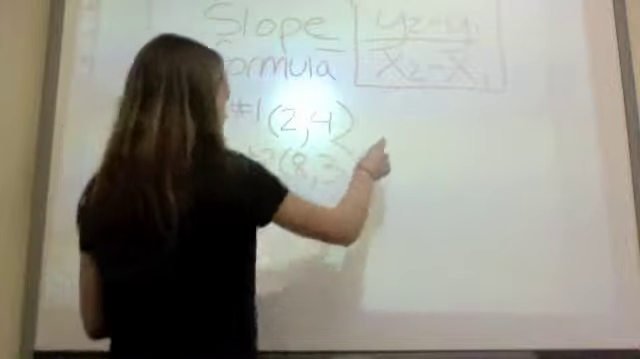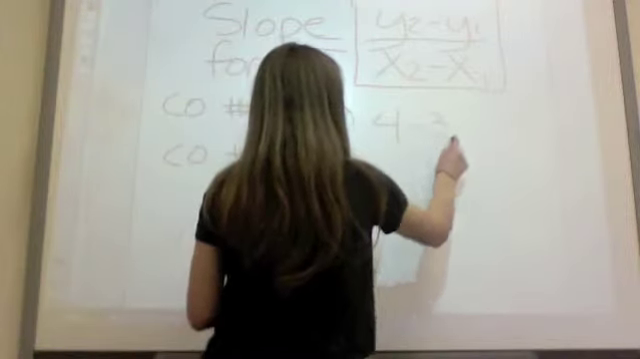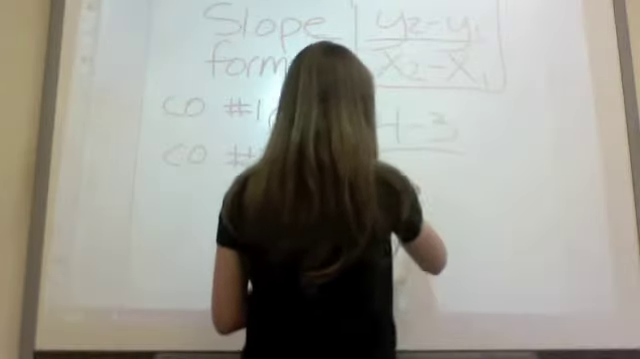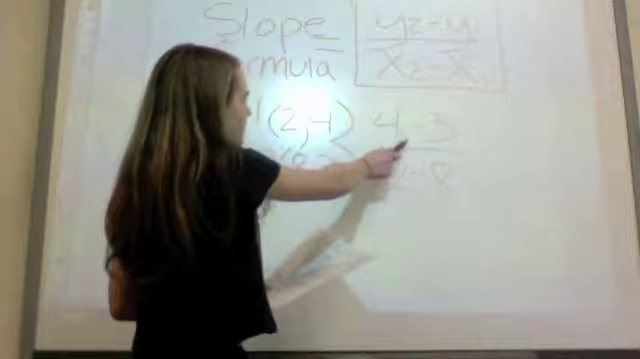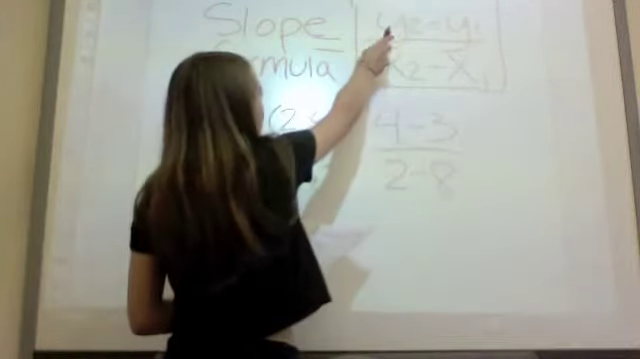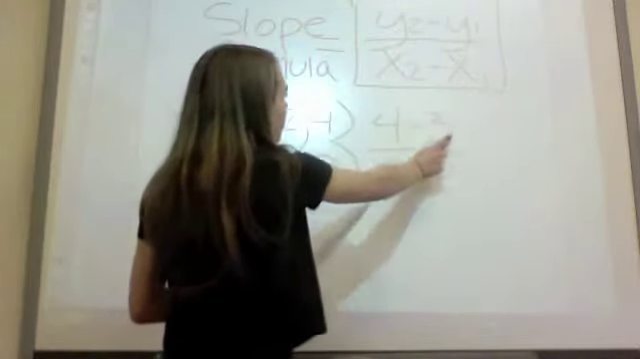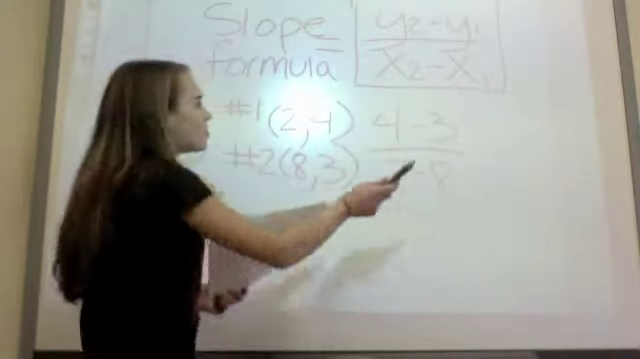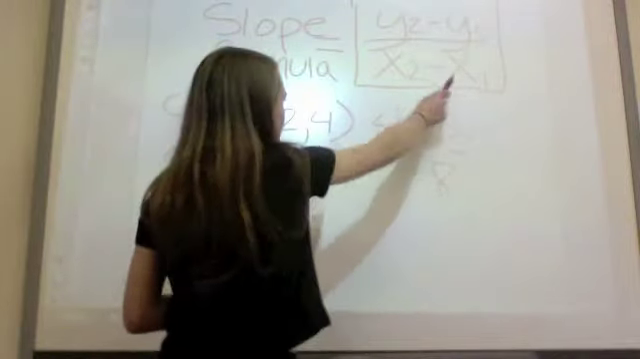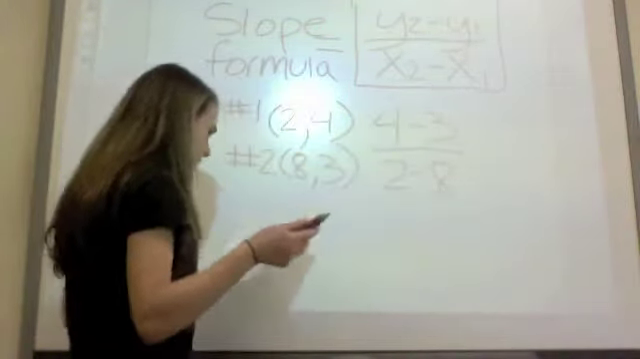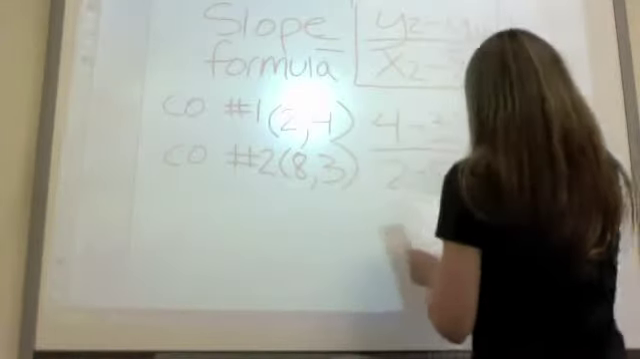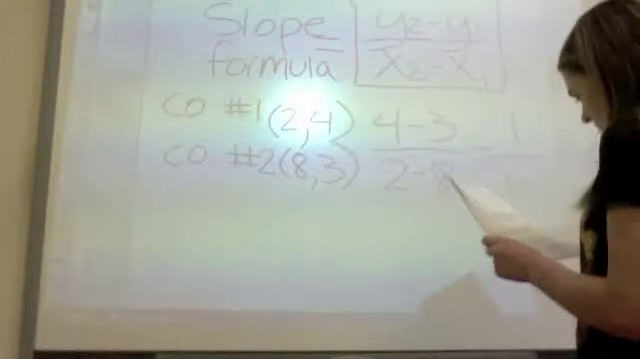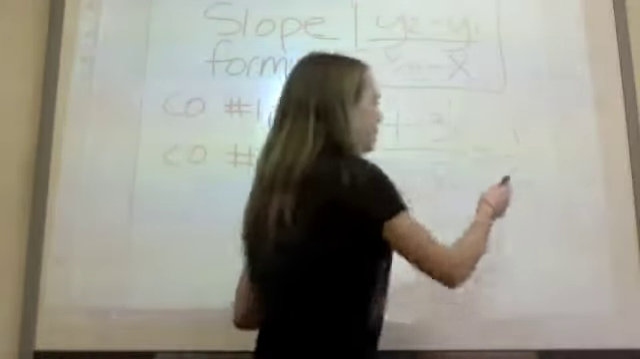So we would do 4 minus 3 over 2 minus 8. As you can see, the 4 is representing this y, and the 3 is representing this y. Likewise with the x's. The 2 is representing this x, and the 8 is representing this x. This would equal negative 1 over 6. Now you have your slope.